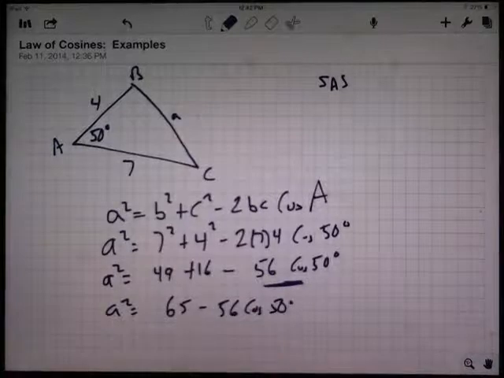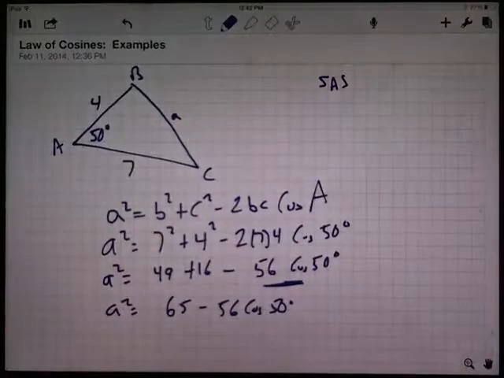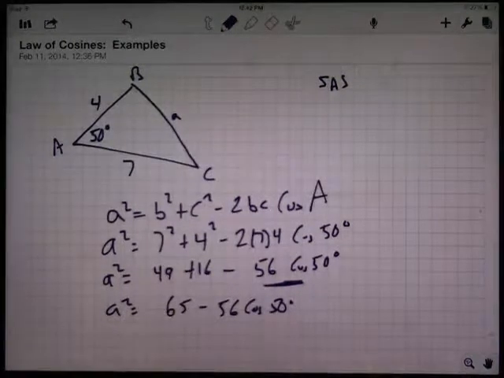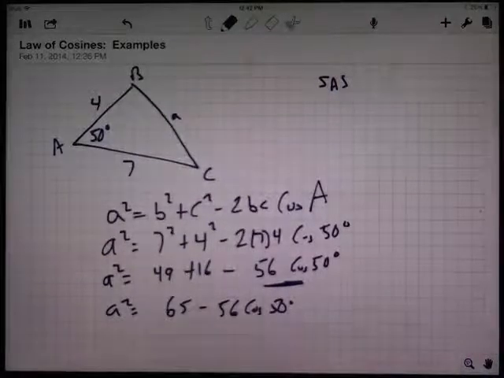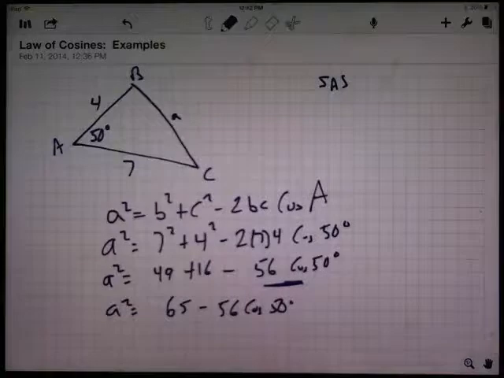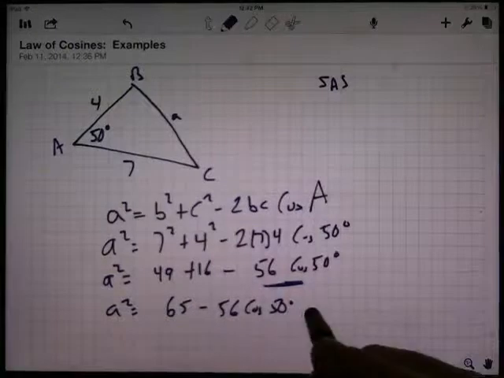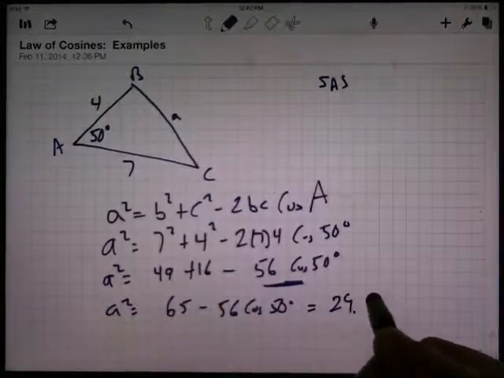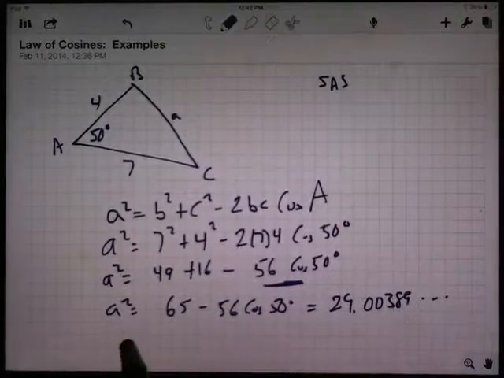I pull my calculator up, and I don't know if you can see it, probably not. So I'm going to do it over here. 65 minus 56 times the cosine of 50 degrees. Quickly check, make sure I'm in degree mode. I am. And I get A squared is 29.00389, whatever.